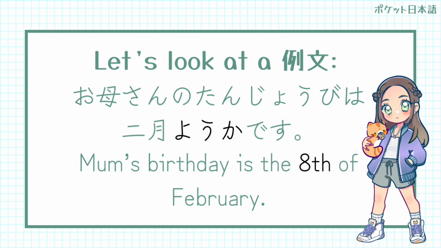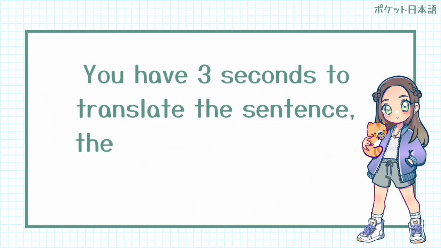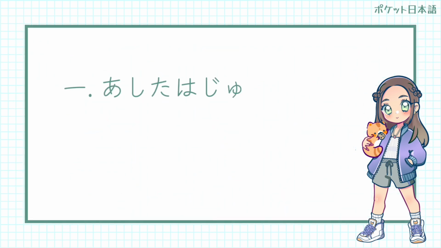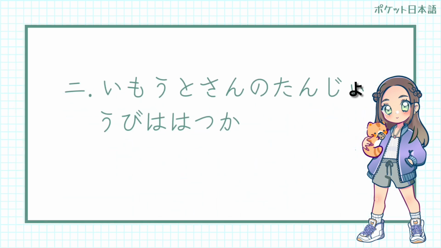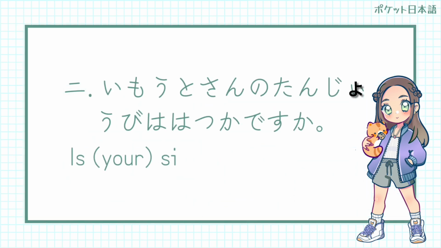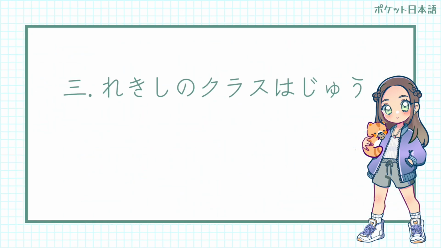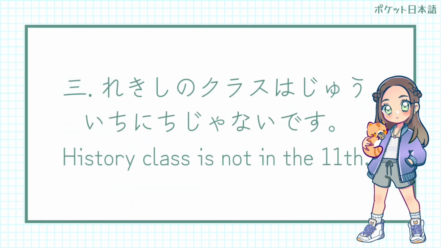Now I'm going to read you and show you some sentences. You have 3 seconds to translate the sentences, then the answer will be revealed. If you need more time, you can pause it. 明日は16日です. Tomorrow is the 16th. 妹さんの誕生日は20日ですか? Is your sister's birthday the 20th? 歴史のクラスは11日じゃないです. History class is not the 11th.